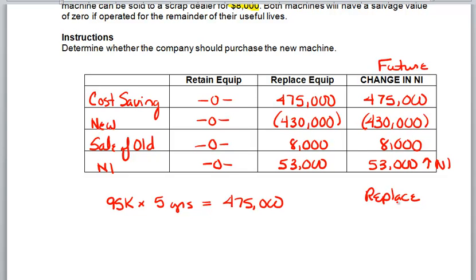Now, of course, to see this and for the company to get this savings, they have to use that new piece of equipment for 5 years. But the key is the savings in operational cost more than offsets the cost of the new piece of equipment, as well as it's offset by the $8,000 for selling the old.